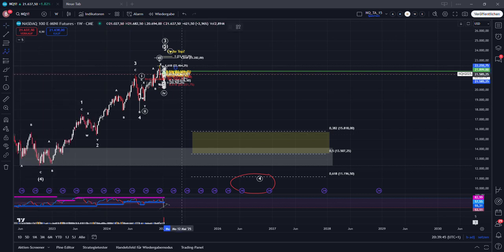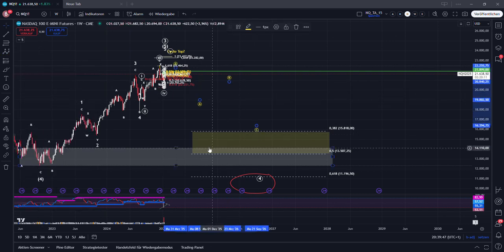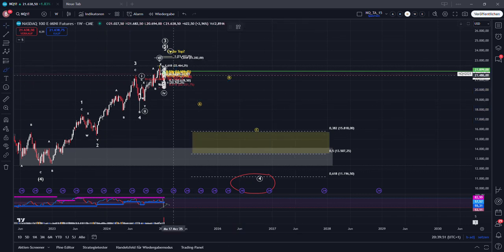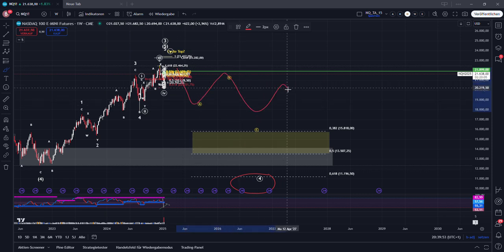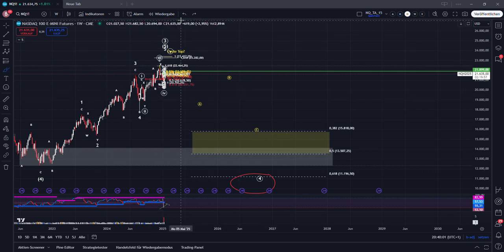There are more different possibilities how this can develop. We could form a triangle inside here, so that means we could range a little bit here and then move higher. We could get an ABC structure as shown here. We could get a WXY pattern. So there are so many different ways. The wave 4s are very unpredictable. And also to talk on a higher degree time frame is very, very hard to tell.